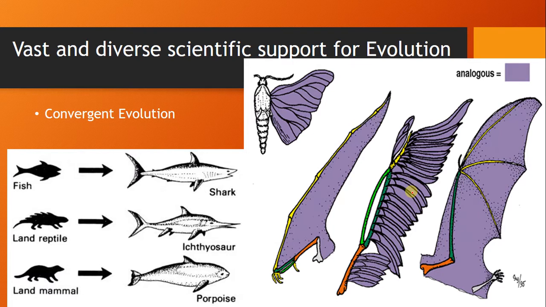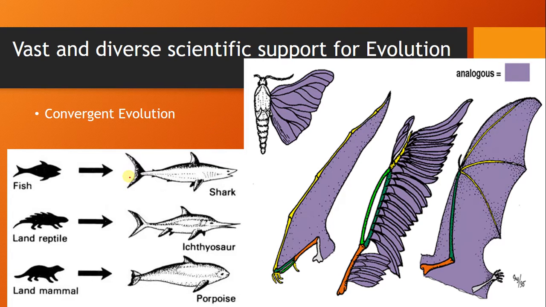There's convergent evolution. Convergent evolution is when organisms that aren't necessarily closely related have evolved to look alike because they have faced similar environmental pressures. So sharks and dolphins: one's a fish, one's a mammal, and they aren't very closely related evolutionarily, but they look similar because they both live in a similar environment and face similar evolutionary pressures.